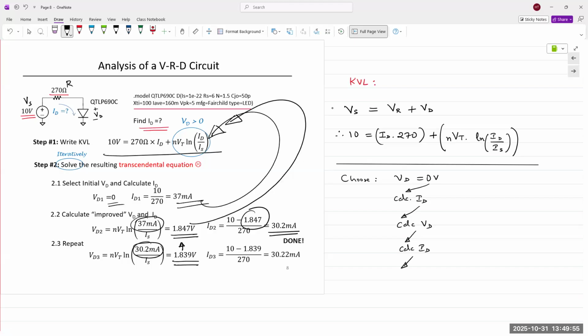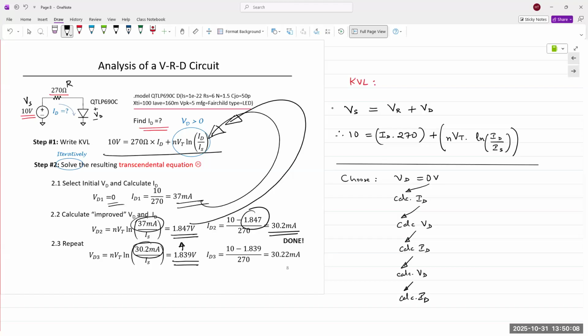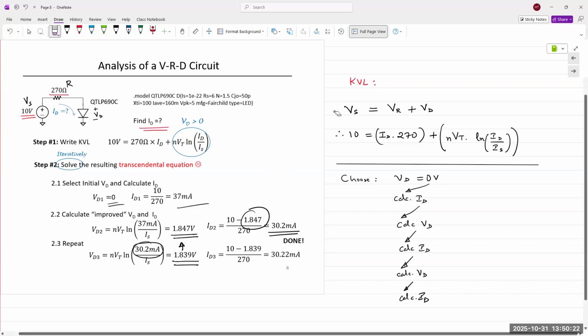From 1.84, we got 30. From 30, we again obtained VD, and then finally we obtain ID. So 1, 2, 3 iterations, if you will. Okay, 3 iterations. So let's take a pause while you absorb all of this and let me know if you have any questions. I'm going to wipe all of this out so it's clean for you to make notes.